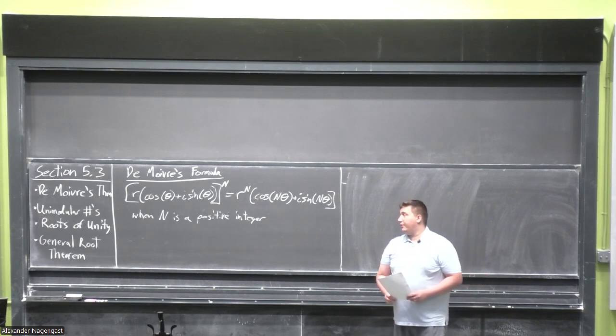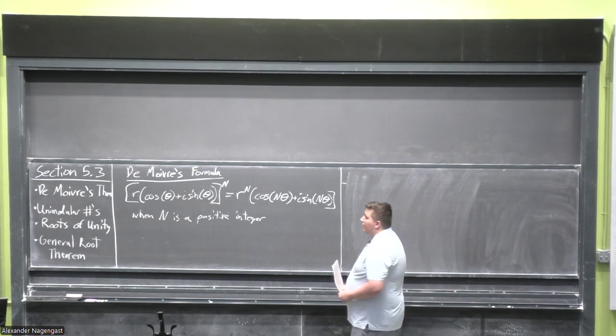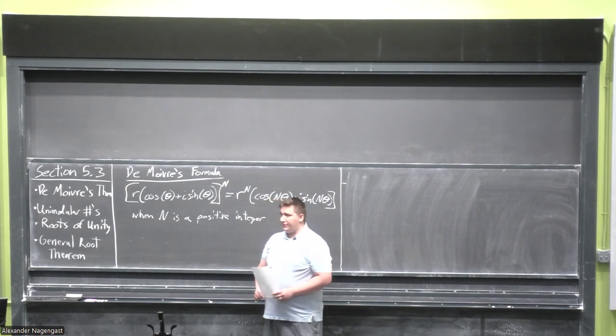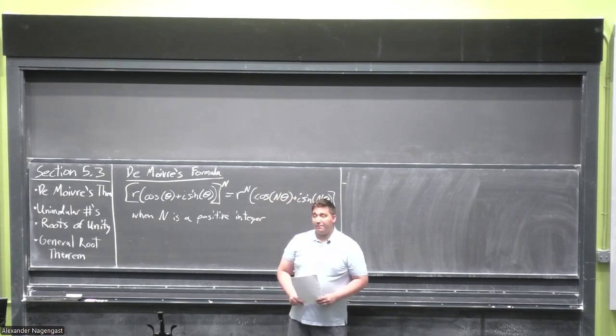Welcome. Today we will be discussing section 5.3. Topics include de Moivre's theorem, unimodular numbers, roots of unity, and general root theorem.